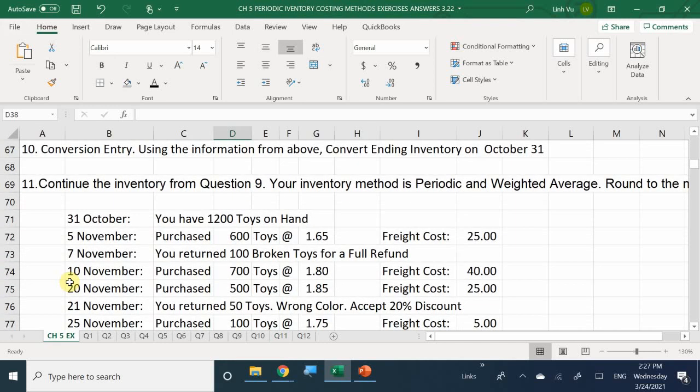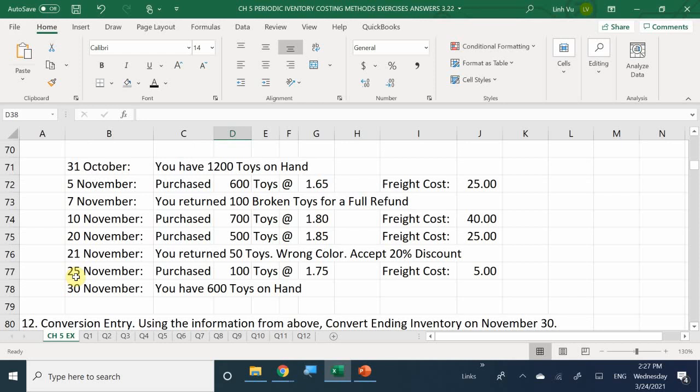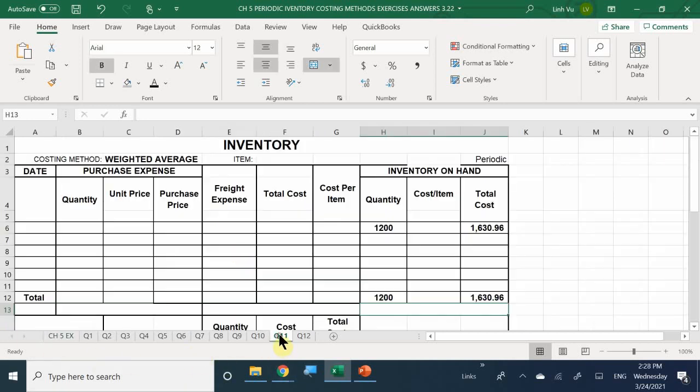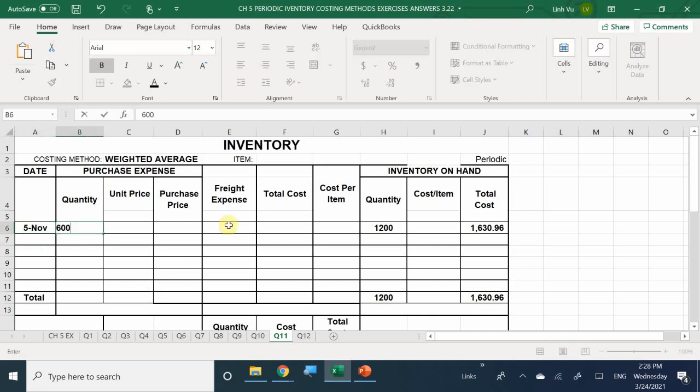So then on November 5th, what happened here? You purchased 600 toys at $1.65 each, with the freight costing you 25. So 600 at 1.65, 25. I forgot the numbers already. We're on November 5th. $1.65. We bought 600 toys at $1.65, and freight of 25.